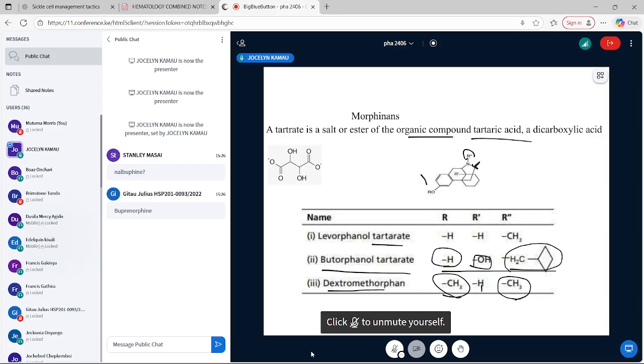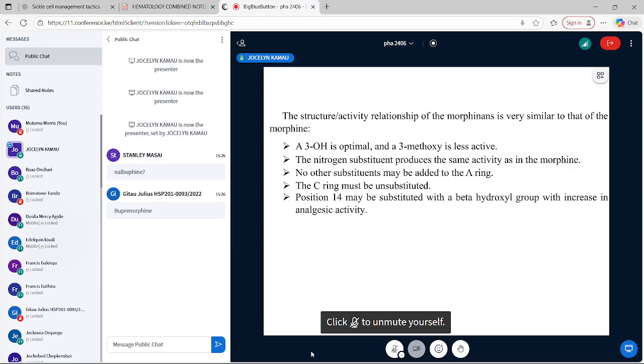Dextromethorphan, we've already discussed, and we have said is a very good antitussive. The structure activity relationships of the morphinan, we have said, are very similar to those of morphine, and that is good because it makes our work easier. The SAR is the same. The 3-hydroxyl group is optimal, and the 3-methoxy group, as we have seen in dextromethorphan, is less active. The nitrogen substituent produces the same activity as in morphine. When you put a large group at that position, you introduce antagonist activity.